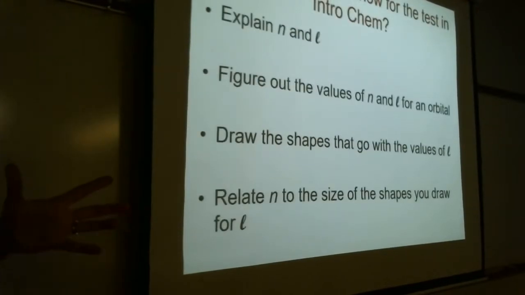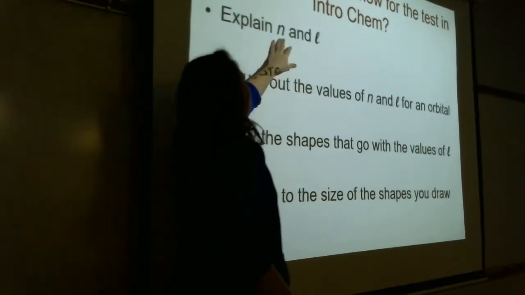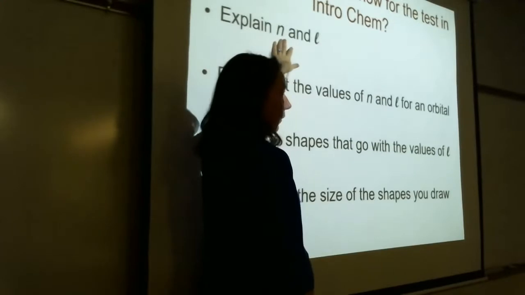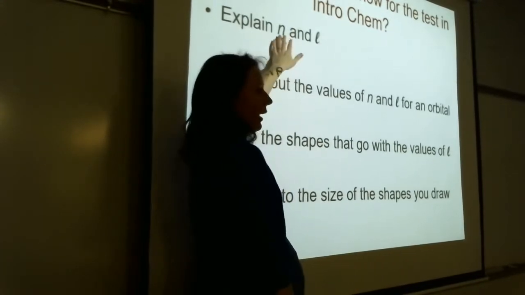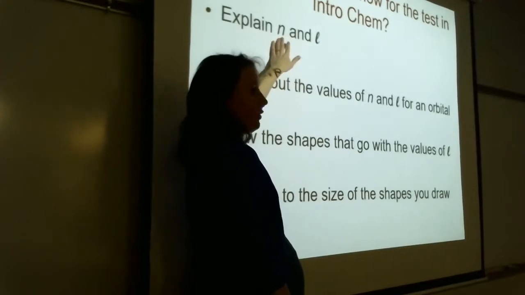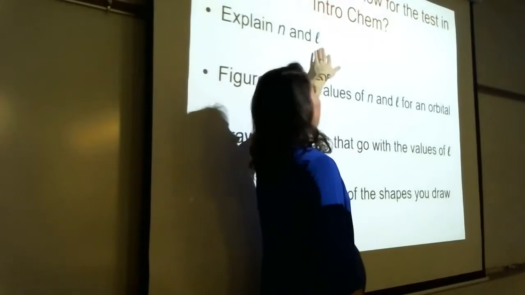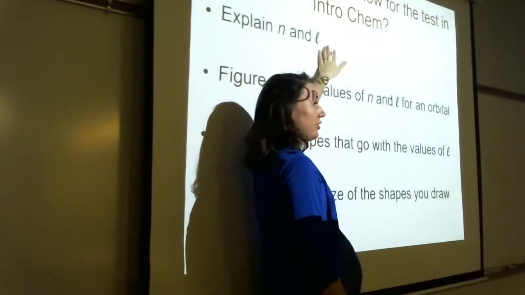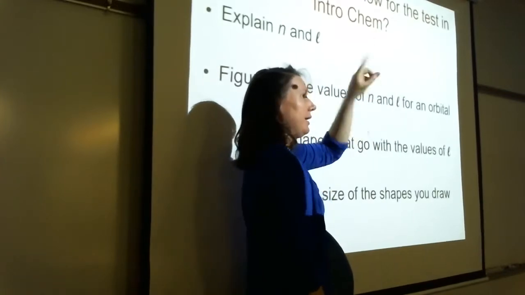Okay, so what do I need to know for the test as an Intro Chem student? You need to be able to explain N and L, definitely. Describe it in words. What is N? N defines the size of the orbital. You have to be able to define that word, right? Explain what L is. L tells the shape of the orbital, right? Is it a circle? Is it a figure 8? Is it a clover? What?